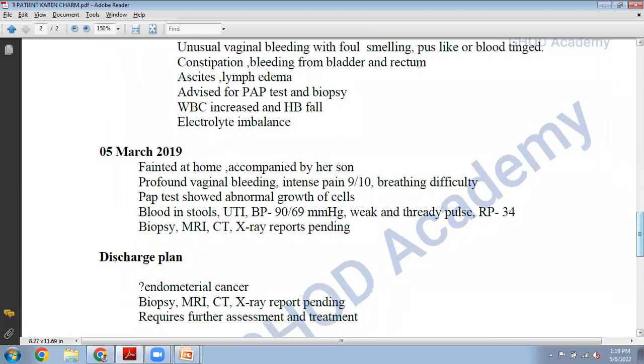And the last visit she had was on 5th March, treated at home, accompanied by her son. This "accompanied by her son" is semi-relevant. If you wish, you can include it; otherwise, leave it, no problem. But profound vaginal bleeding, intense pain, scale given there, 9 out of 10, and breathing difficulty, pap test showed abnormal cell growth, then blood in stool, UTI, BP 90/60, and biopsy, MRI scan, CT, X-ray, but all these reports are pending. So we have to include all these things in our letter.